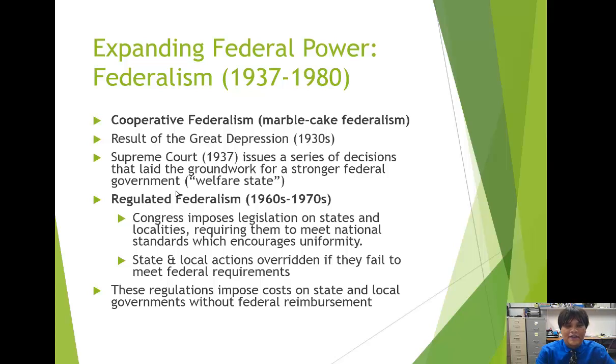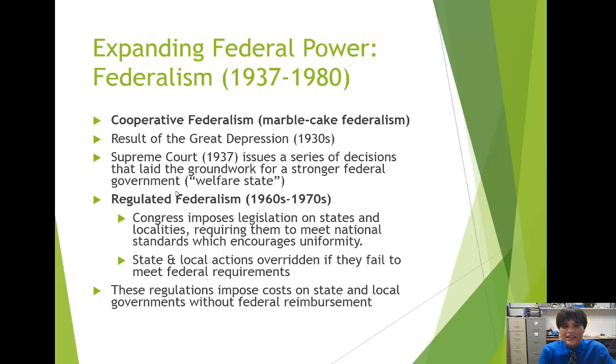If it didn't meet a federal requirement, states were required to undergo a revision process and revise that education curriculum to meet a national standard. So this is really the era of national standards. This is where national standards are introduced. Now these regulations impose costs on state and local governments without federal reimbursement.